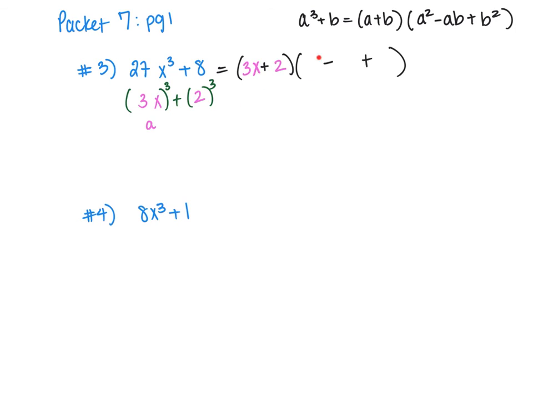And then in this compartment, I have my a squared. So if I take 3x and square it, if I square 3, I get a 9. If I square x, I get an x squared. And then to get the middle term, if I multiply my a with my b, a times b gives you 6x. And then if I square b, which is 2, that's going to give me a 4. 2 squared gives me 4. And that's it. That's my factor.